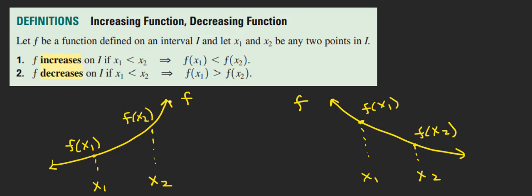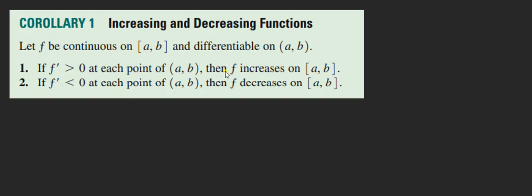When the function f is increasing, the y value of x1 is less than the y value of x2. When the function is decreasing, and notice x1 is less than x2, the y value of x1, however, is greater than the y value of x2. Again, when we talk about increasing and decreasing of a function, you have to look at it from left to right. So what happens when f is increasing on interval a to b?